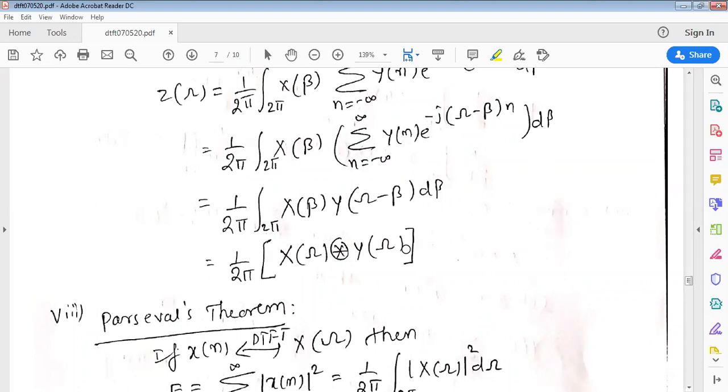But why have I written circular convolution? Because the convolution is performed over one complete cycle, that is for 2 pi. That's why I am not showing the integral over 2 pi. I am writing it as the circular convolution of x of omega with y of omega. Did you follow the proof?